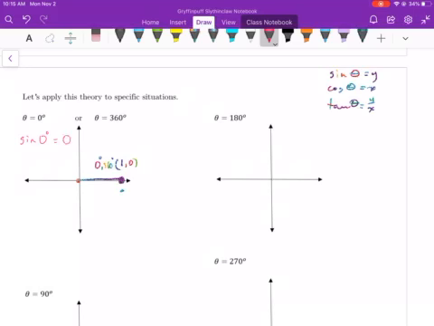Right? Sine is the y-coordinate. Cosine of 0 degrees is equal to, well, the cosine of 0 degrees is 1. The tangent of 0 degrees is going to be, what is that slope of my terminal arm? 0. Or it's your y divided by my x. 0 divided by 1. Fabulous. That was a good lesson.